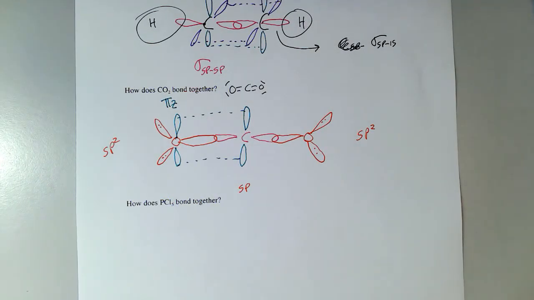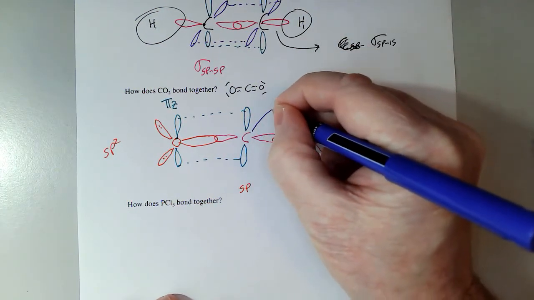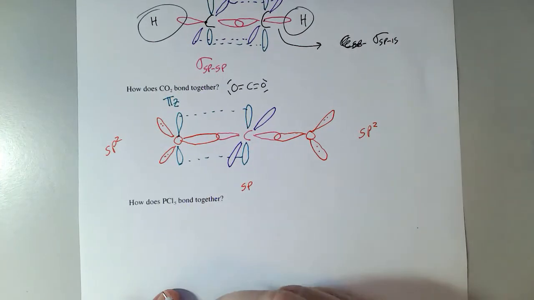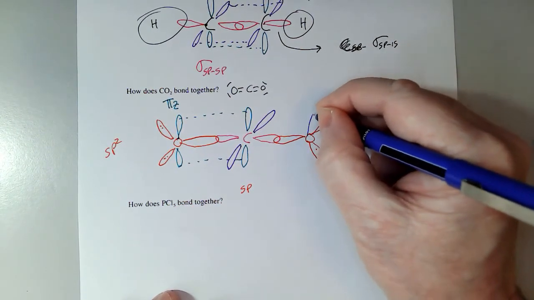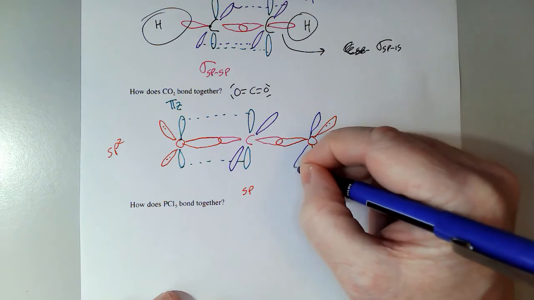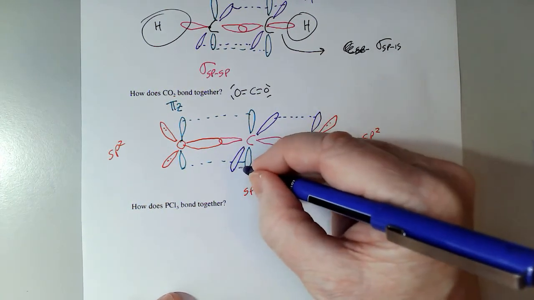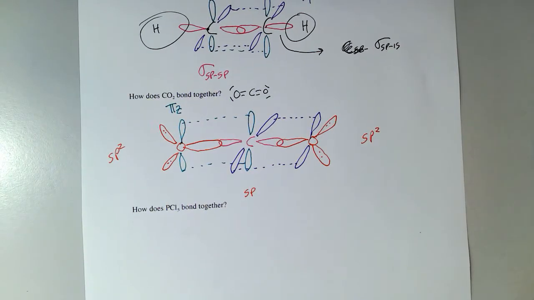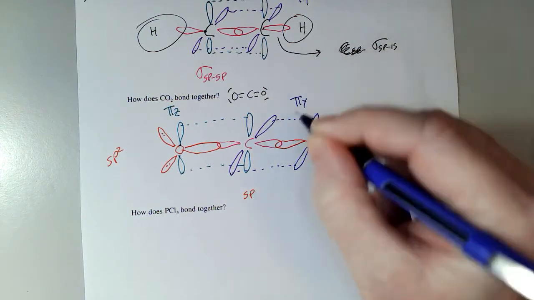Now, what about in the other direction? Well, it turns out this carbon also has a py orbital that is unhybridized. This has one p orbital that's unhybridized, so I'll make it the one in the y also, and draw that like that. Okay? So what I have here is a pi y.